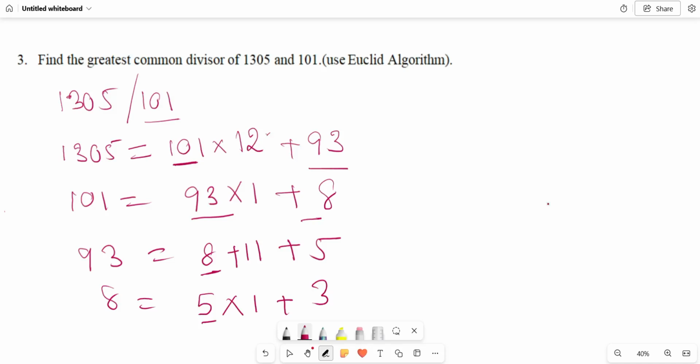Now this 5 you are taking to this side, 5, and you take this 3 to here. 3, how many 3s are there? 1 3 and 2 is there. Then next step, you are taking this 3 to here. 3, how many 2s are there? 1 and here 1, right?